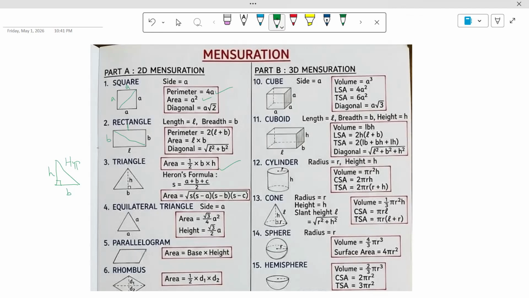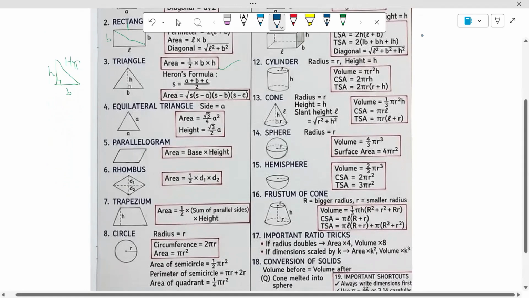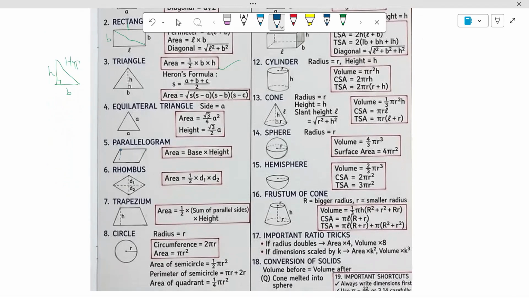We have the formula for equilateral triangles. Then parallelogram. For parallelogram, area is base into height. Now you must have an idea. Straight is the height. So this is the height h. Furthermore, in a parallelogram, you can take this also as height and this as base, depending on the given parallelogram. Then rhombus, half into diagonals. Trapezium, 1 upon 2 into sum of parallel sides into height.